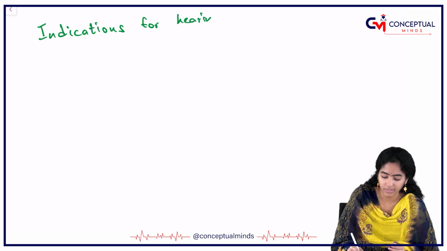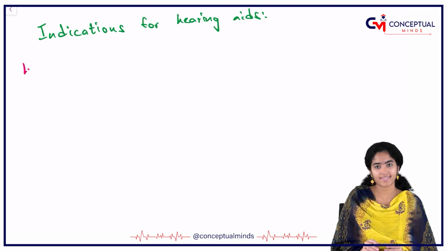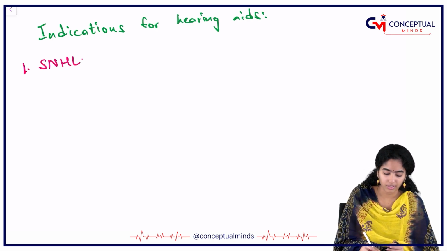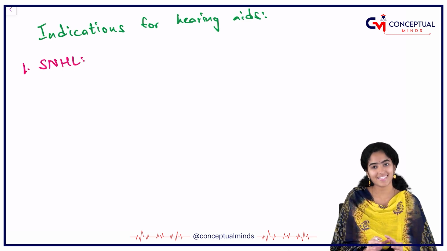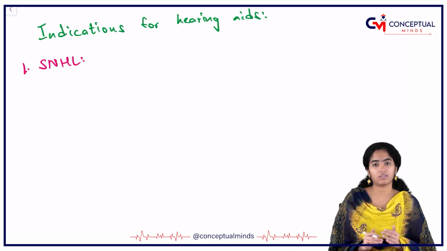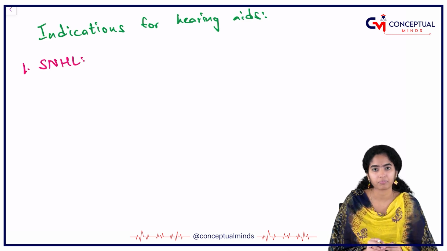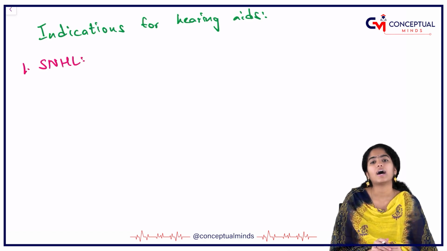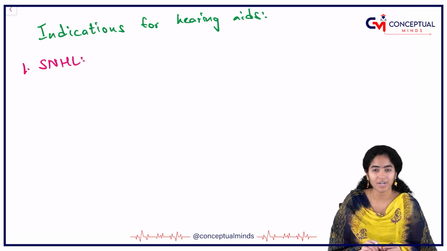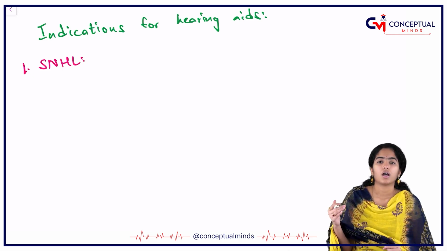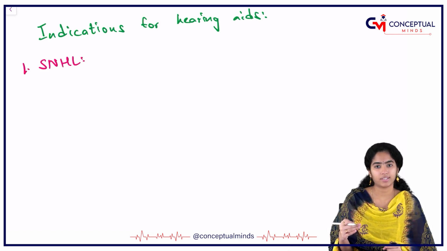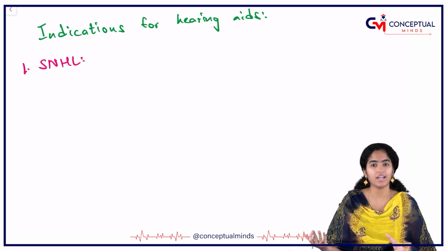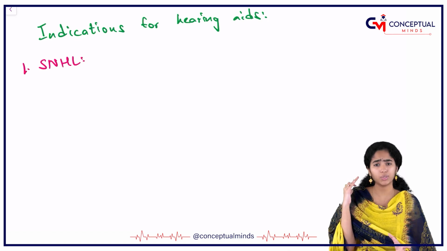Indications for hearing aids. If the patient is having sensory neural type of hearing loss, and this sensory neural hearing loss is affecting the quality of life of the patient, then we try to use hearing aids. But the problem with sensory neural hearing loss, you also have learnt, is something called recruitment phenomenon. What happens in recruitment phenomenon? The patient cannot hear anything up to a certain level, and suddenly the sound gets very high, it gets amplified, and the patient becomes intolerable to that noise.